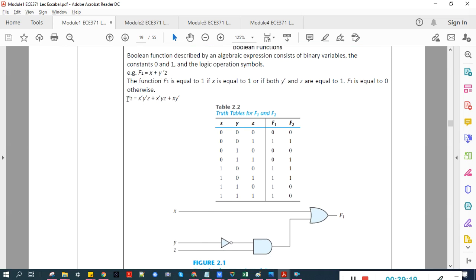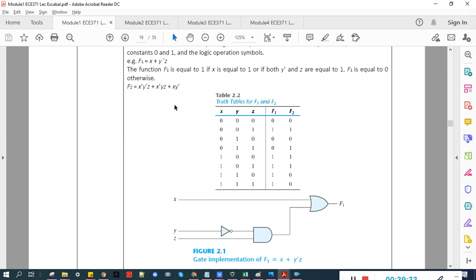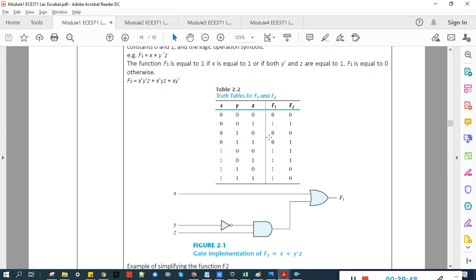Another example, f2. f2 is equal to x prime y prime z plus x prime y z plus x y prime. If we translate that into logic gates, figure 2.1 shows it. This is for f1. Let's analyze f1.